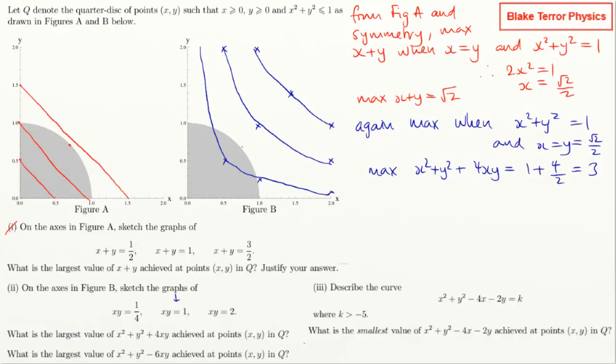Largest value of x squared plus y squared minus 6xy. So what is that going to be then? Well, we want to minimize 6xy and maximize x squared plus y squared.